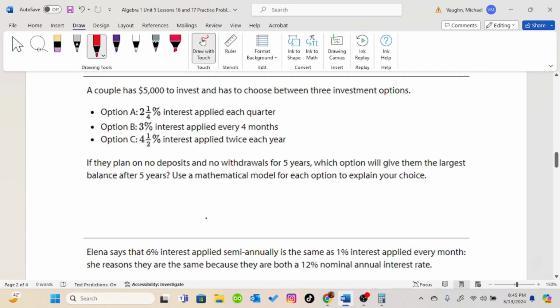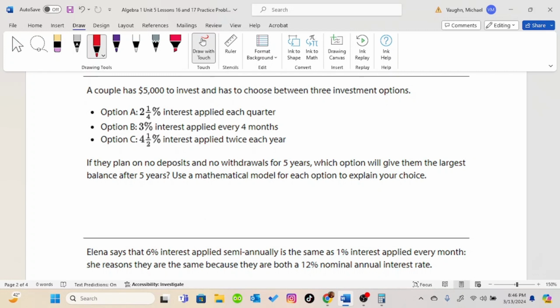A couple has $5,000 to invest and has to choose between 3 investment options. Option A, 2.25% interest applied each quarter. Option B, 3% interest applied every 4 months. And option C, 4.5% interest applied twice each year. If they plan on no deposits and no withdrawals for 5 years, which option will give them the largest balance after 5 years? Use a mathematical model for each option to explain your choice.